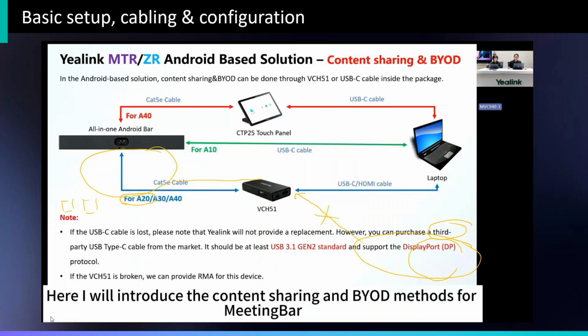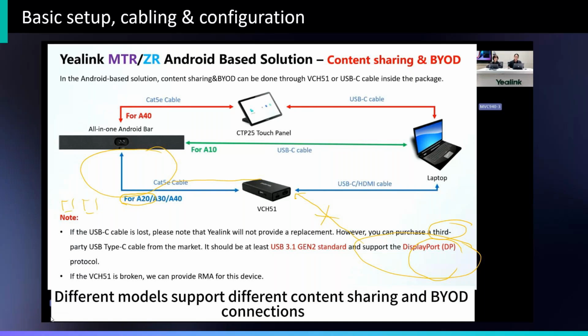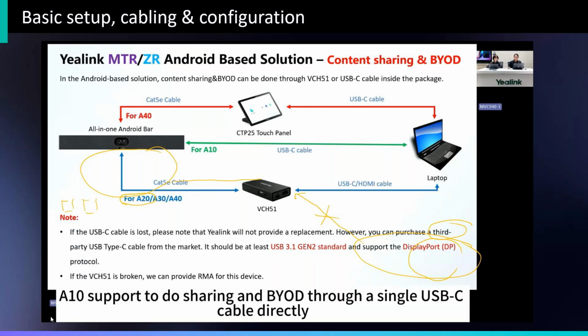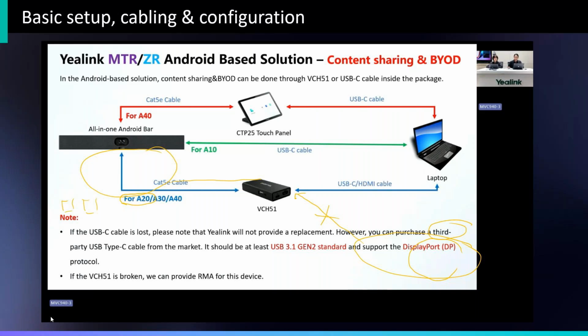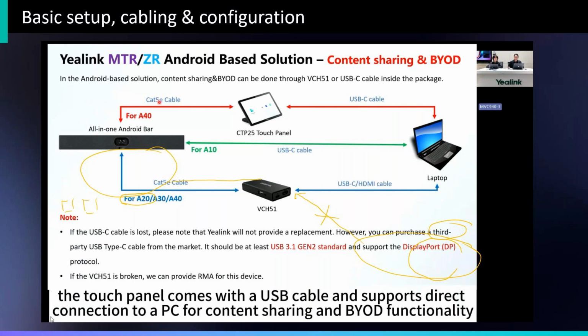Here I will introduce the content sharing and the BYOD methods for meeting bar. Different models support different content sharing and BYOD connections. For A10, it supports doing sharing and BYOD through a single USB-C cable directly. And if you are using A40 with CTP25, the touch panel comes with a USB-C cable and supports direct connection to a PC for content sharing and BYOD functionality.